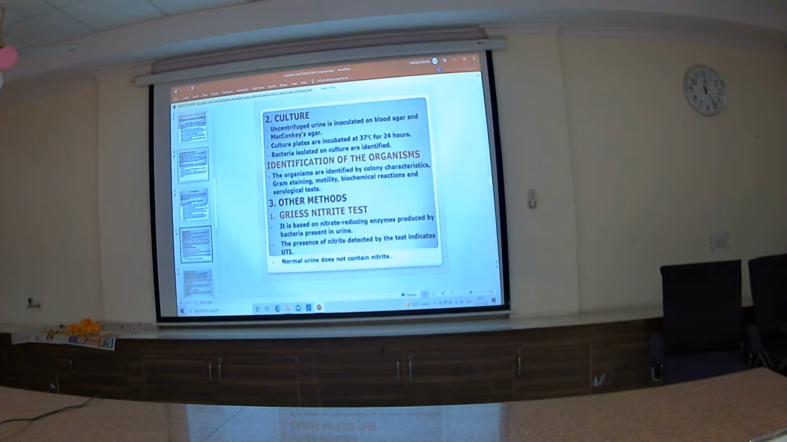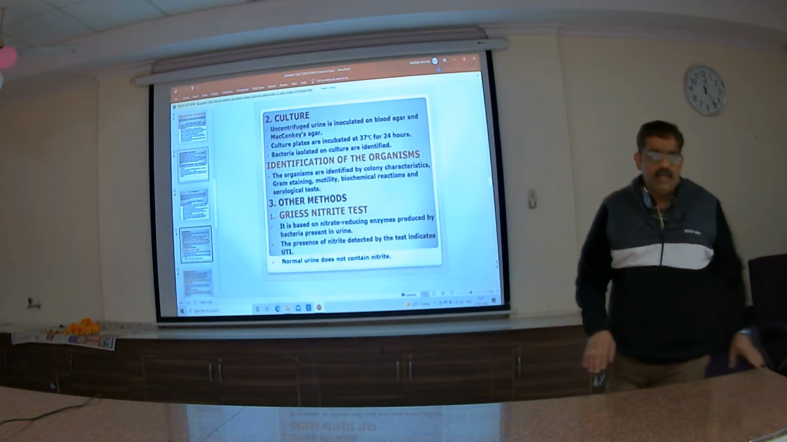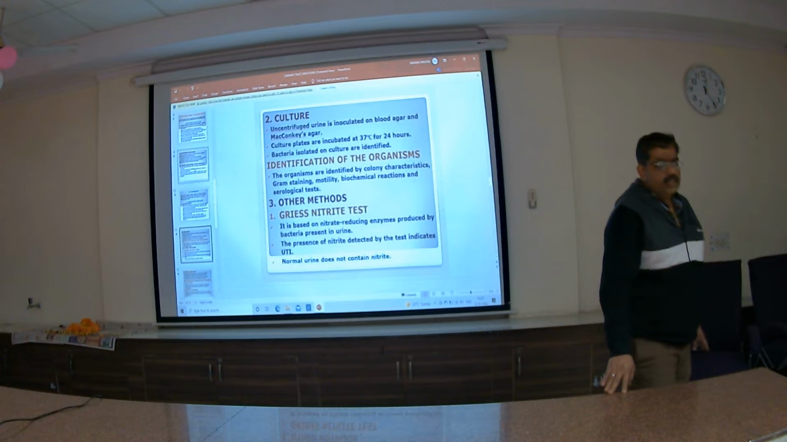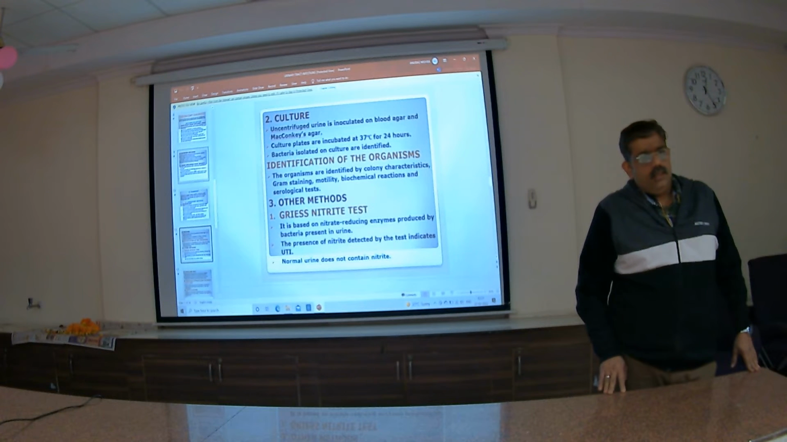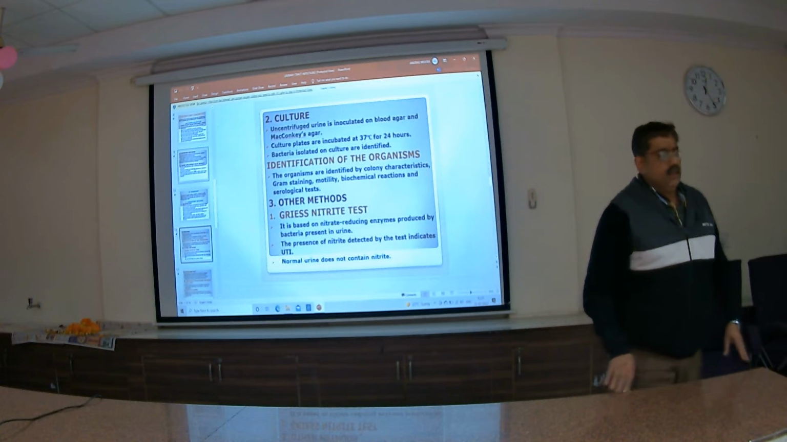Now today we are continuing that same topic of urinary tract infections. Today we are discussing the identification of organisms. The organisms are identified on the basis of colony characters, Gram staining, motility, their biochemical reactions and serological tests. Some other tests are also done.